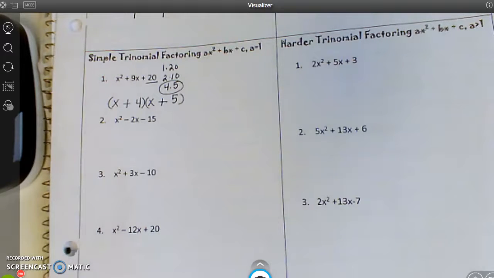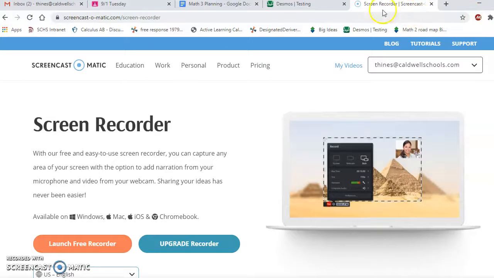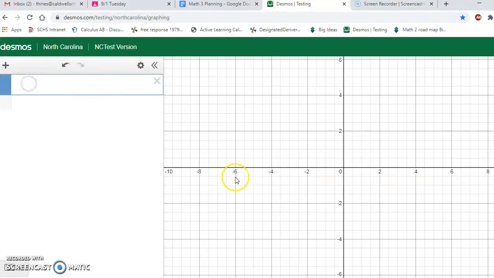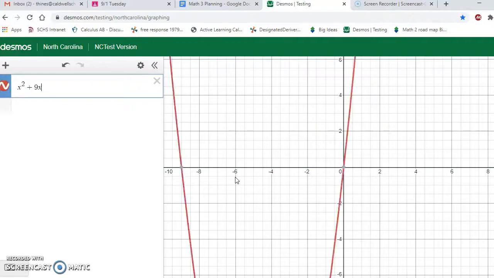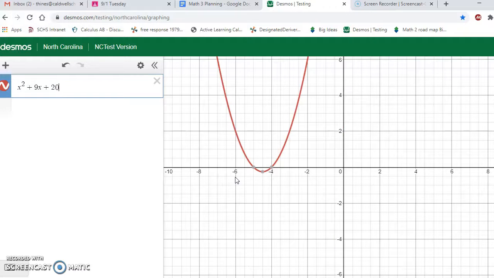And so what we're going to do is go to Desmos, and I'm going to start with the first one. It was x squared plus 9x plus 20. Okay? Most of these will come out to be quadratics. What you want to do is start by finding the zeros. Okay? So you click on the zeros. Our zeros are -5 and -4.